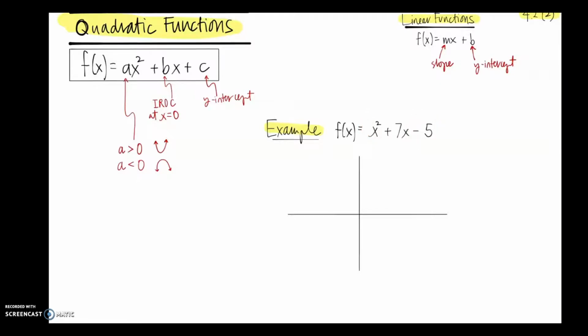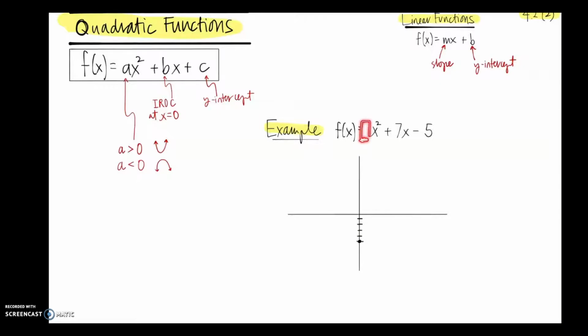So the negative 5 tells us that whatever this parabola is doing, it's going to hit the y-axis, 2, 3, 4, 5, right here at negative 5. Now this 7 right here tells us what the instantaneous rate of change at that point is. This is sort of like the slope of the function at x equals 0. So right here as the function, this parabola, and maybe we should talk about this one first.